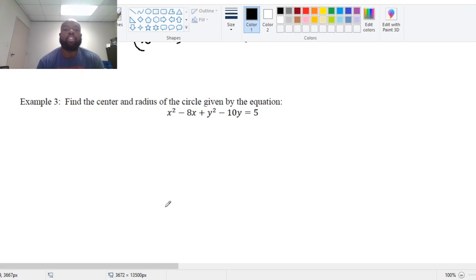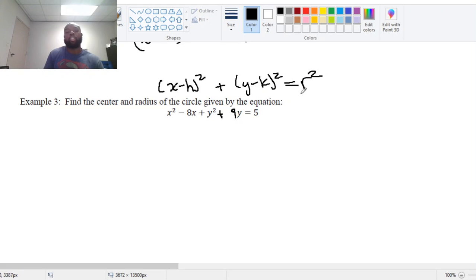Find the center and radius of the circle given by the equation here. I have x squared minus 8x plus y squared. Let's change this up ever so slightly, just to make it a little more difficult. We're going to say plus 9y equals 5. Now, remember, our equation of our circle is x minus h quantity squared, y minus k quantity squared equals r squared. That's not what we have here, right?